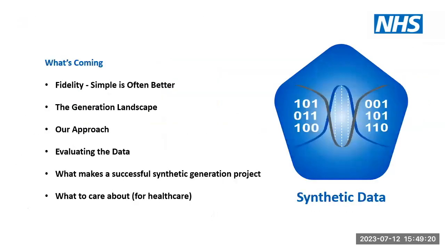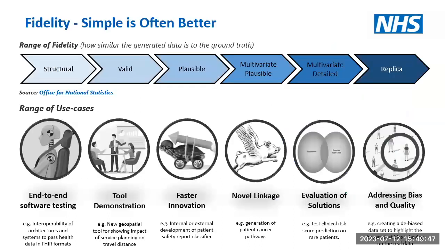So what I'm going to talk about here, and I'm going to be going reasonably at pace to try and keep people awake, and also because I've got too much content. I'm going to talk about firstly the fidelity. So this is how close to the ground truth the data is. The different generation techniques which there are, our approach. Then we're going to look at how we evaluate the data, and then hopefully I'll be able to tell you what makes a successful synthetic data project before we finish.